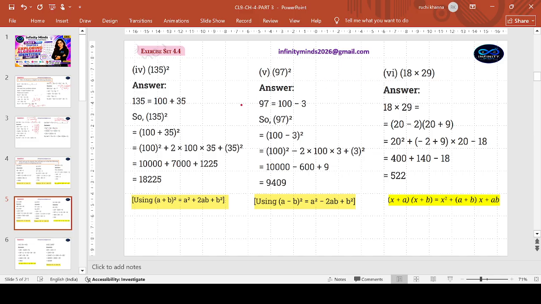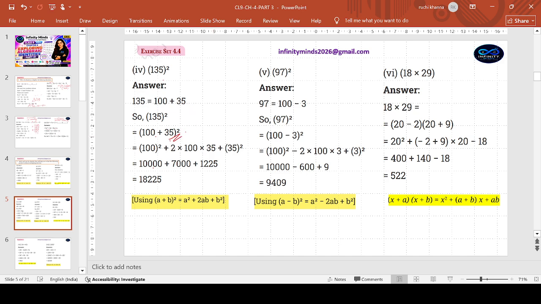These are all repetitive practice questions, children. 135. It's your way, how you wish, you feel comfortable. Like I am 100 plus 30 whole square. Somebody may write 140 minus 5 whole square. If you are told using a plus b, then you should be able to think of using a minus b, or you have the choice of applying identity. The one you apply, write that. The one you are comfortable with, do that. That much freedom is there. So like I'm okay with 100 square because 100 square comes directly.